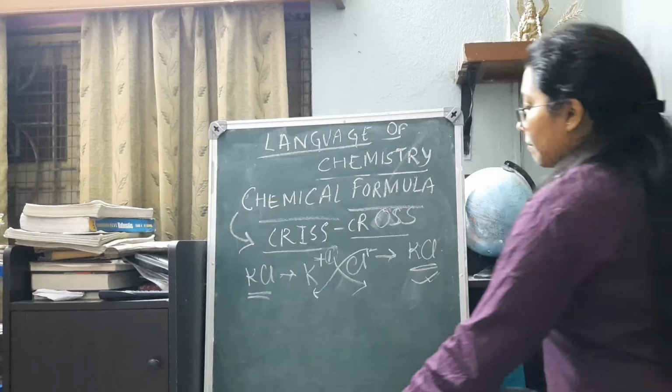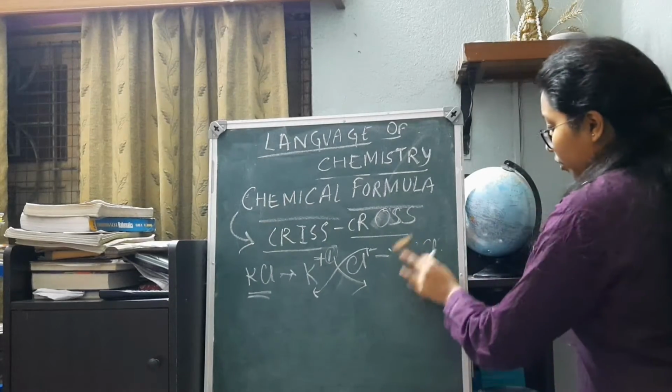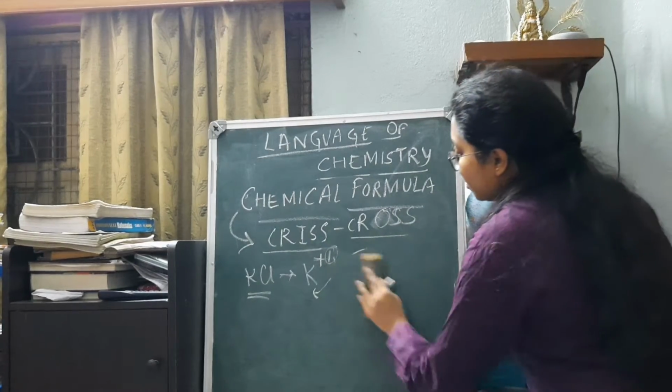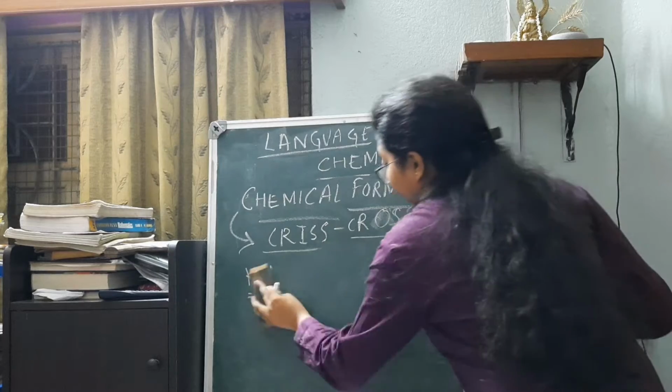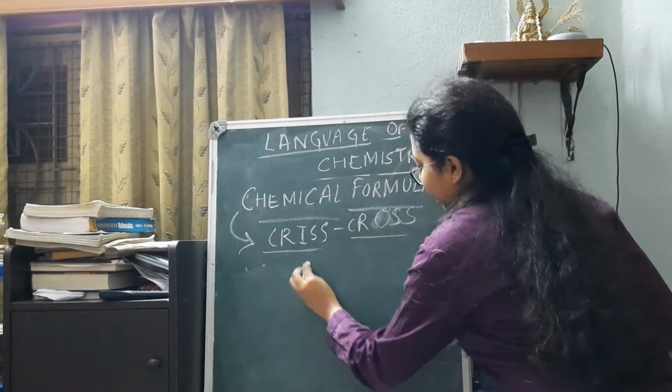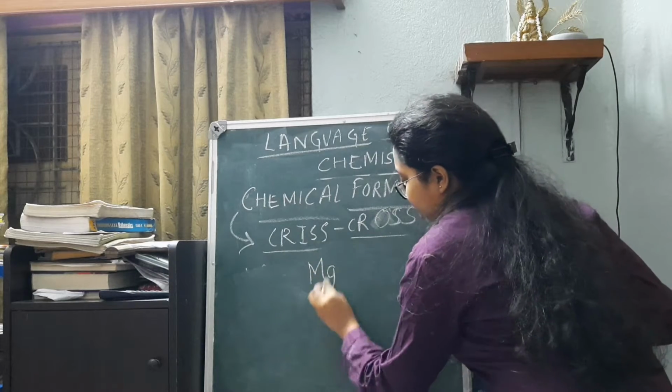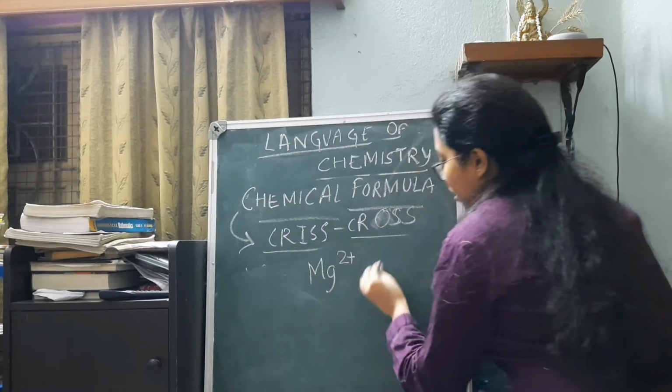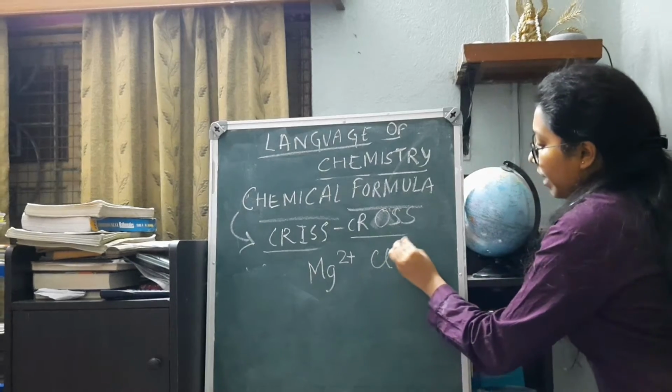In the next example, it will be a bit clearer to you how to apply the crisscross method. For example, if I take MgCl2, magnesium chloride. First comes the cation Mg2 plus, then comes the anion Cl minus 1.